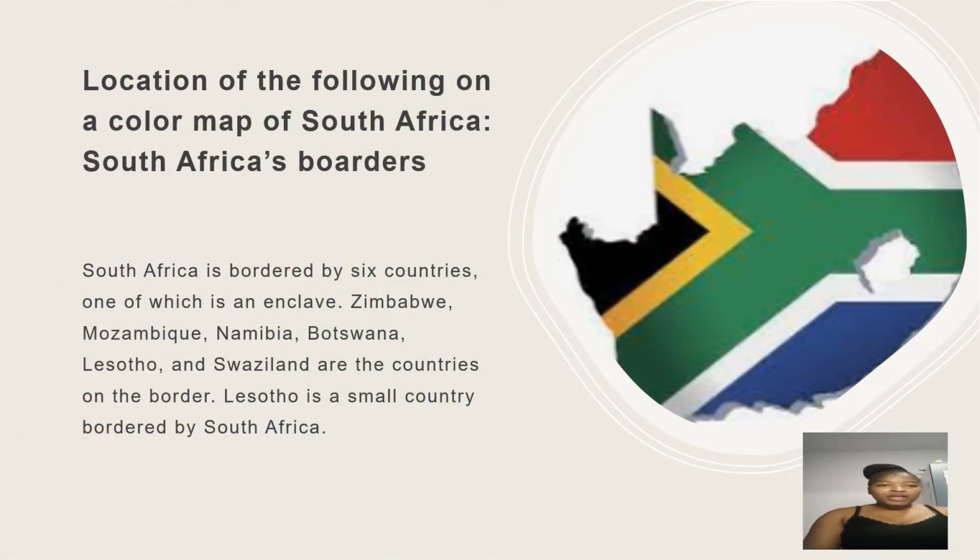Under map work and tour planning, we are going to look at the location of the following on a color map of South Africa. The first subtopic being South Africa's borders. South Africa is bordered by 6 countries, one of which is an enclave. An enclave means surrounded by South Africa. Zimbabwe, Mozambique, Namibia, Botswana, Lesotho, and Swaziland are the countries on the border. Lesotho is a small country bordered by South Africa.